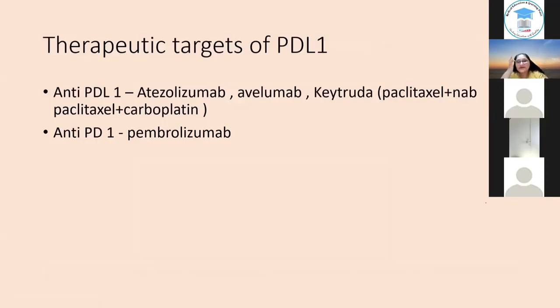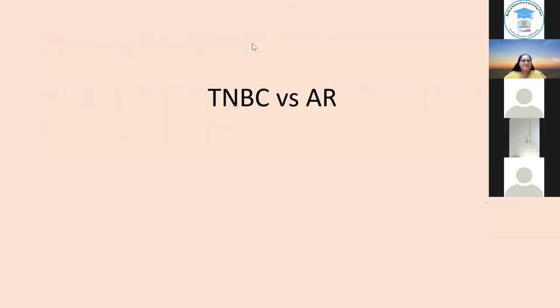So the therapeutic targets of PD-L1, the cells which are positive for PD-L1, we have these drugs available, that is atezolizumab, avelumab, and Keytruda. Keytruda is used in combination with three drugs, that is paclitaxel, nab-paclitaxel, carboplatin. And the cells which are positive for PD-1, pembrolizumab is also effective in that. So now you are aware why this research of PD-L1 and TNBC is going on, because we want to establish the management, the drugs available, because it is not responding to the routine drugs of hormonal therapy and trastuzumab.